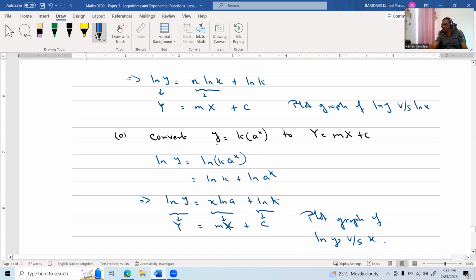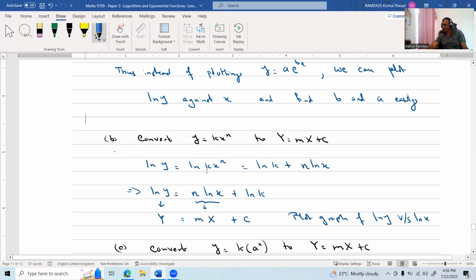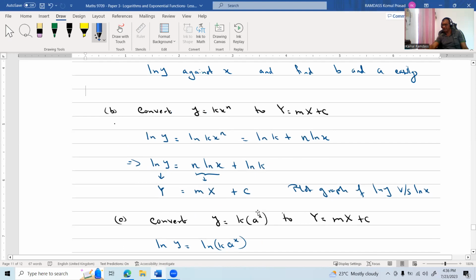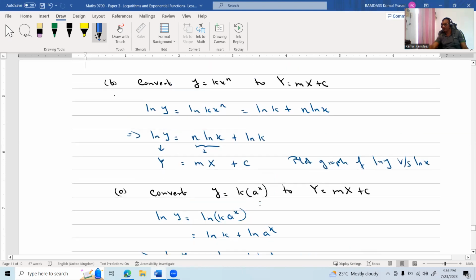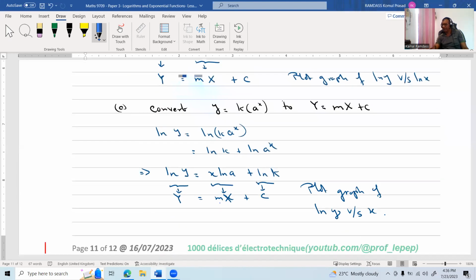Another example: convert y = k times a to the power of x to a linear form. We take logarithm on both sides and we gain ln y = ln(k aˣ), and then ln k + ln(aˣ). Here x is a power, not a base. So we gain ln y = x ln a + ln k. So we plot ln y against x, and the gradient will be ln a, the vertical intercept will be ln k.